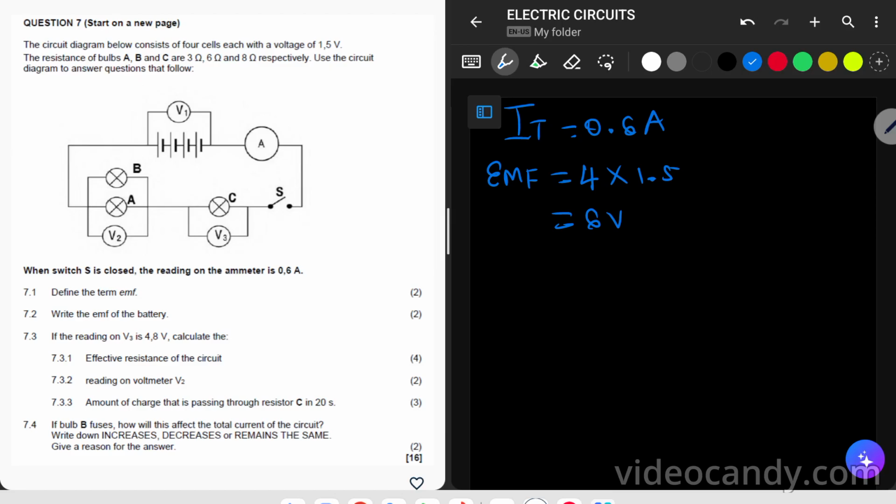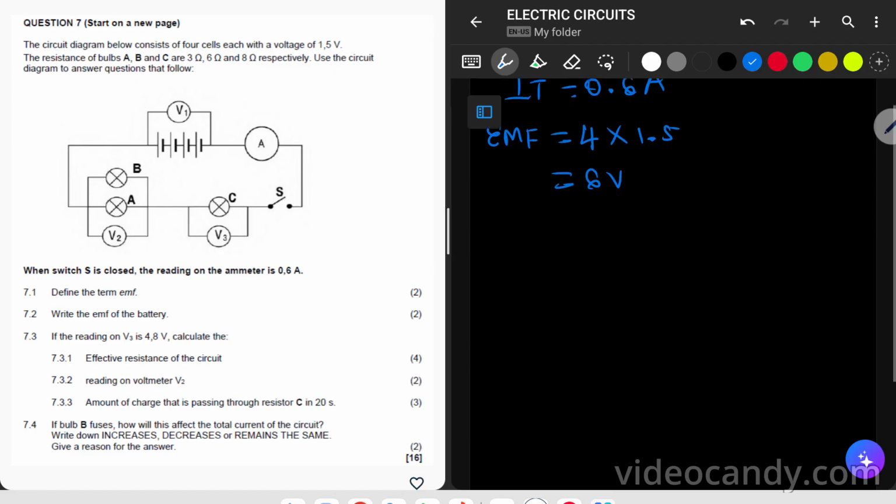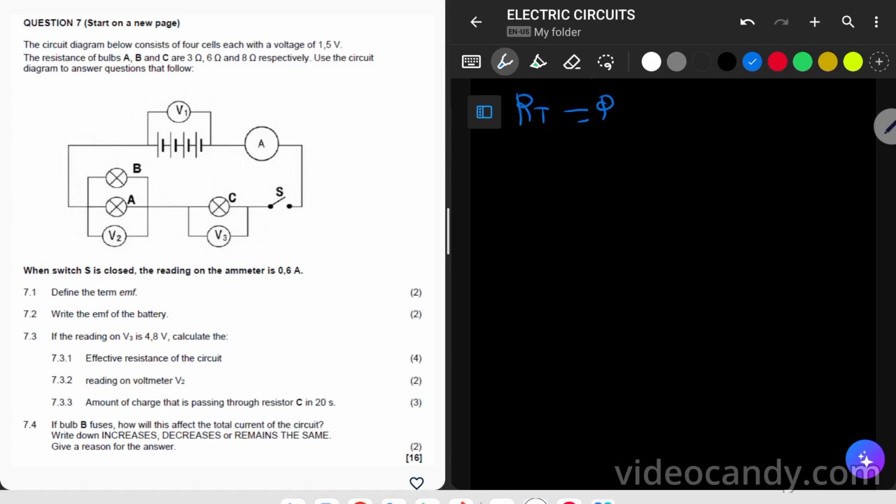Keep that in mind. So, question 7.3.1, they ask you, calculate the effective resistance of the circuit. If they say effective resistance, they're speaking about the total resistance of that specific electric circuit. How do you go about calculating total resistance? The formula is RT is equal to R parallel, if you have resistors that are in parallel, plus R series, if you have resistors that are in series.